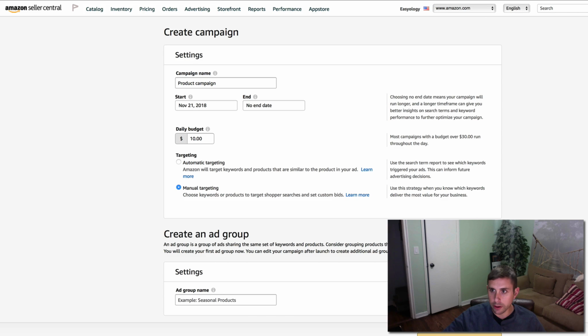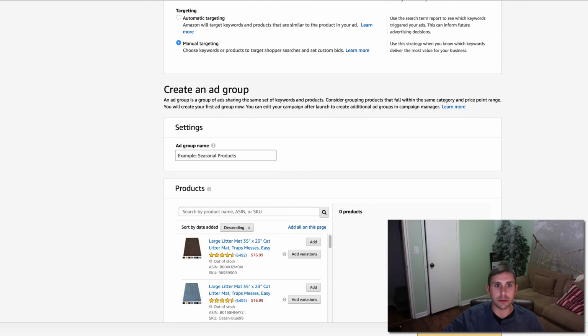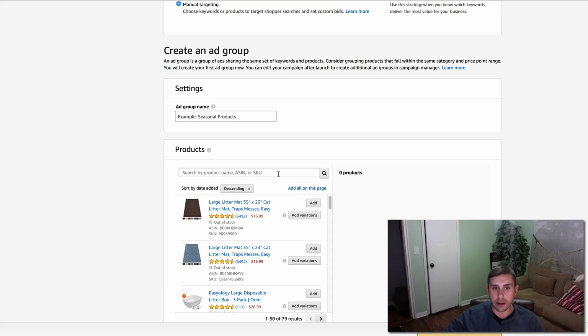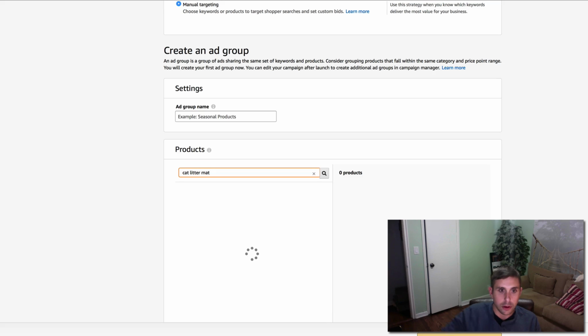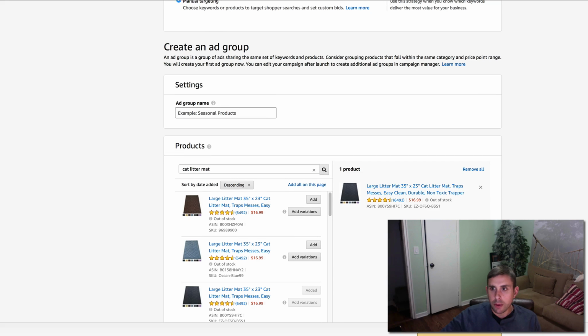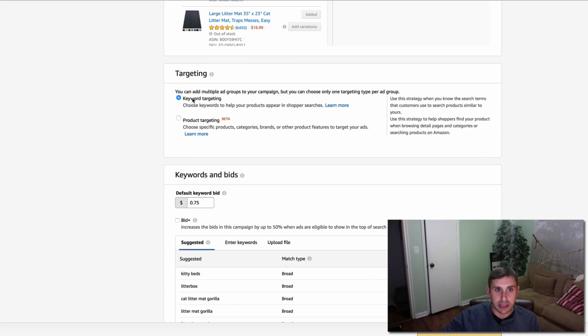Now, if you go to manual targeting, as long as you have this feature available to you, you're going to see that it looks kind of normal to begin with. You can then select your best product or your best ASIN for the particular child variation. Let's see, cat litter mat. Let's do this one here. Okay, now as I go down, you're going to see that there's keyword targeting and now product targeting, which is in beta mode.